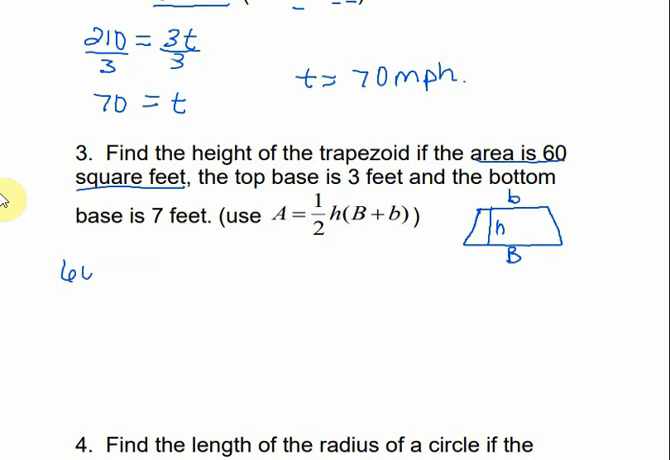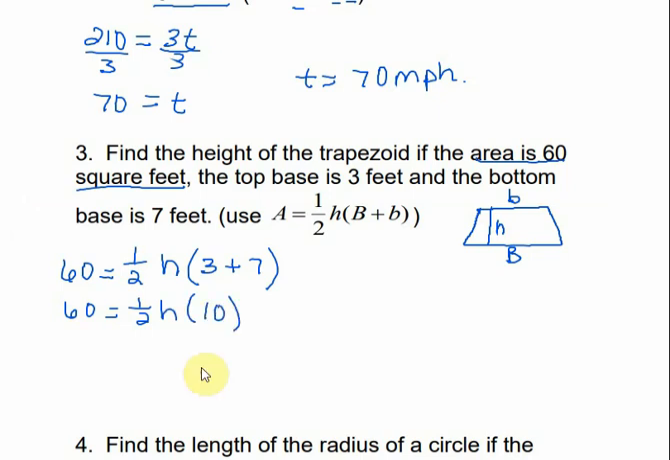All right, so the area is 60 is equal to 1/2. We're looking for the height. Find the height. So h, and then we have capital B plus lowercase b. So it says the top base is 3 feet, the bottom base is 7 feet. Since we're adding, it doesn't matter which order we put those in. All right, so that's 60 is equal to 1/2 h times 10.